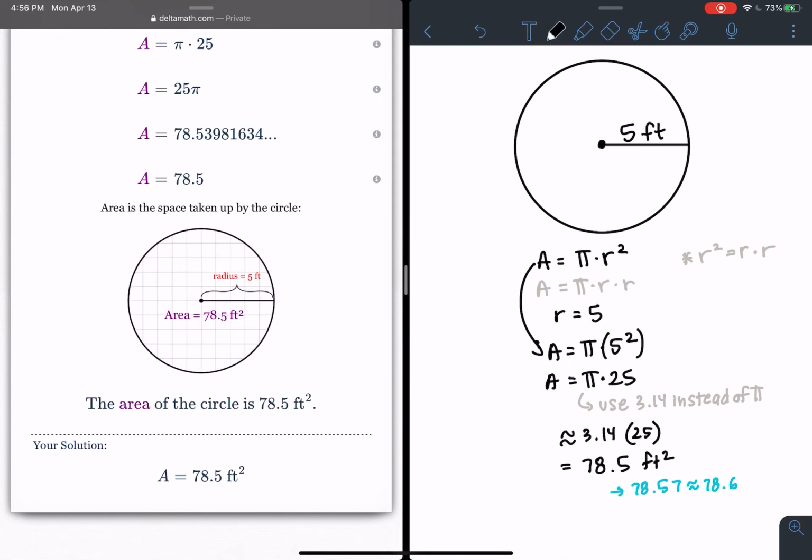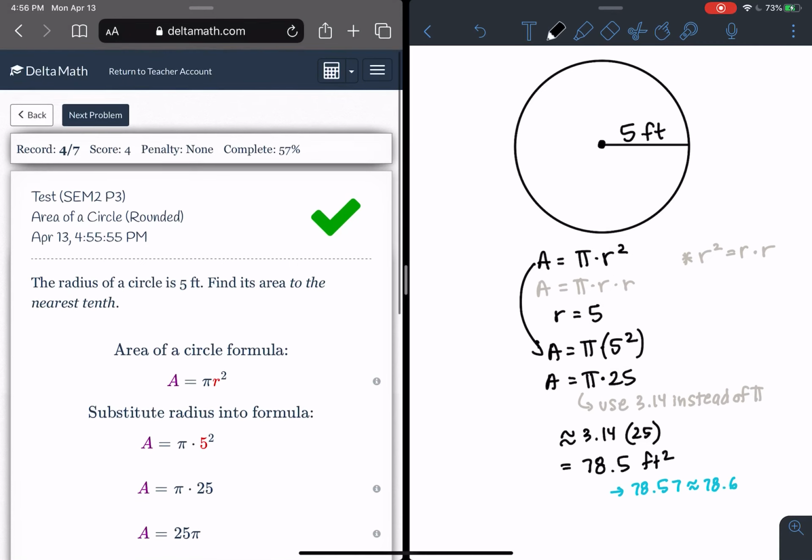All right? I hope that helped, and the next video will show you how to solve area when you're given the diameter.